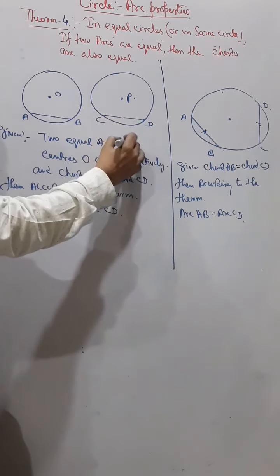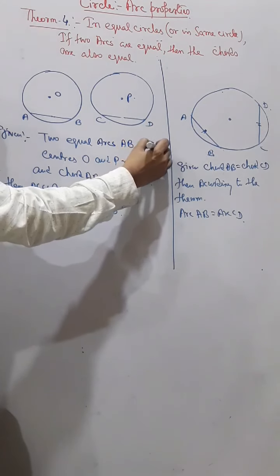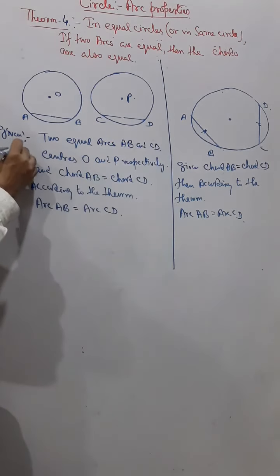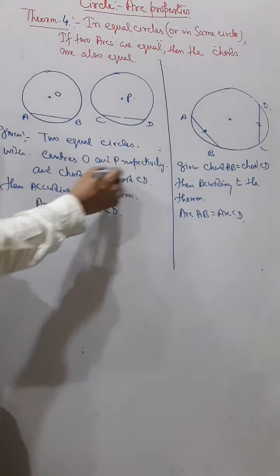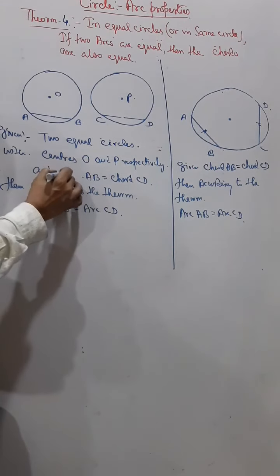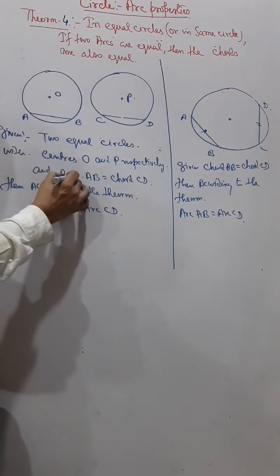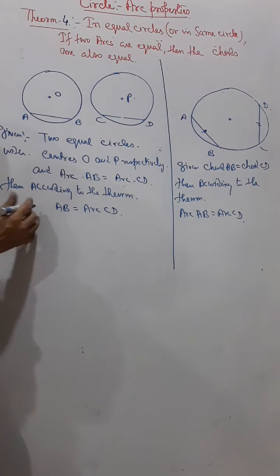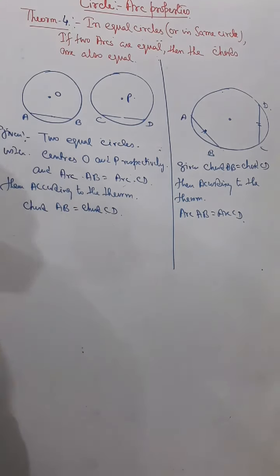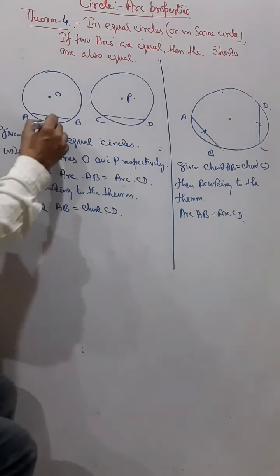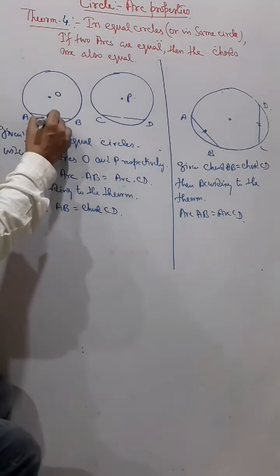Two equal arcs AB and CD. In fact two equal circles with centers O and P respectively, and here it is given arc AB is equal to arc CD. Then according to the theorem, chord AB is equal to chord CD. It's just the converse of that. So here they have given this arc is equal to this arc. Then this chord will be equal to this chord.